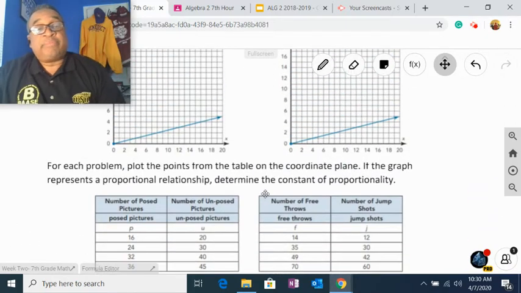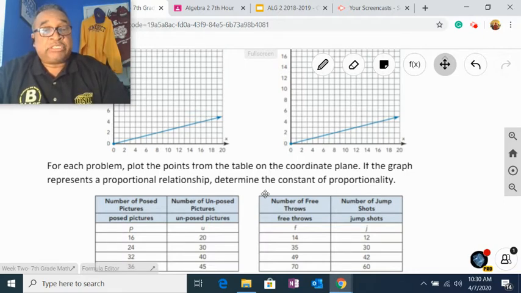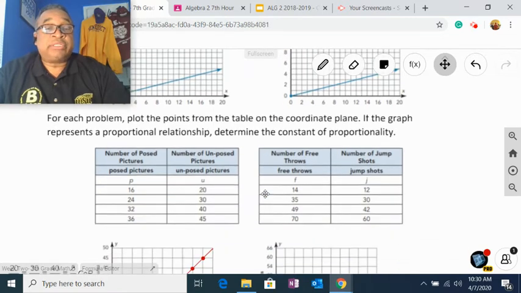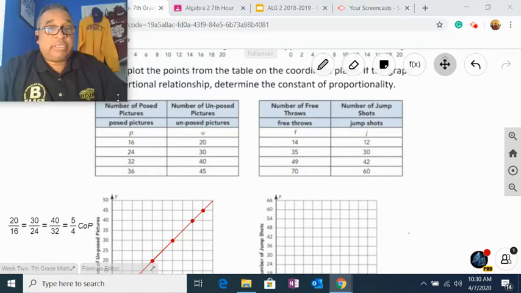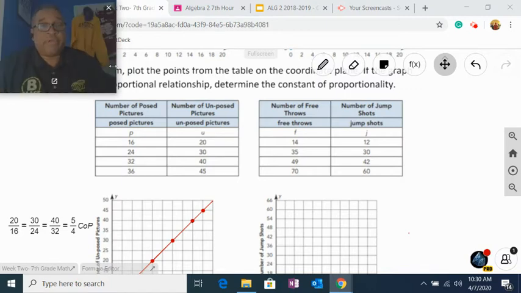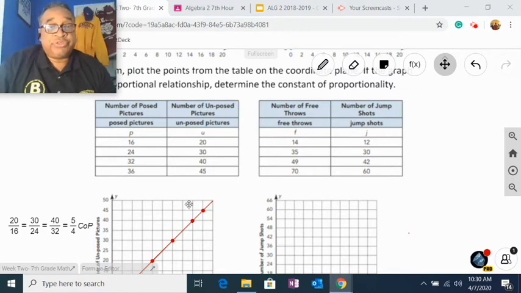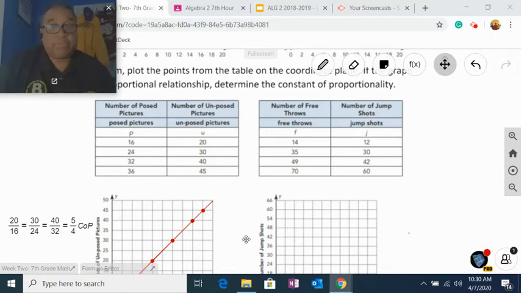Now we're going to look at plotting the points from these tables on the coordinate plane. If the graph represents a proportional relationship, determine the constant of proportionality. So now we're going to take a table here, and we're going to plot the points. I've already done that for you. Let me see if I can make my headshot a little smaller there. There we go.